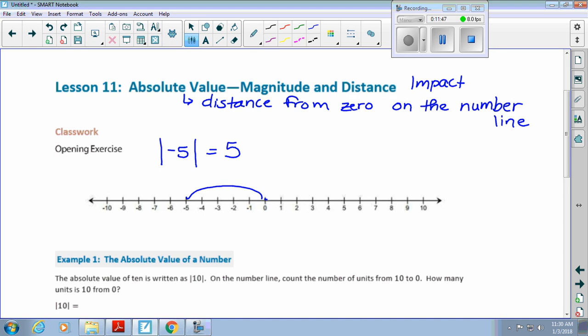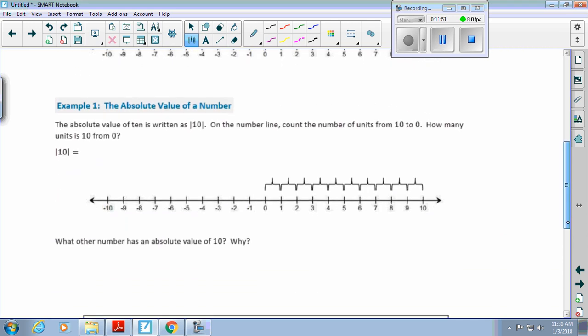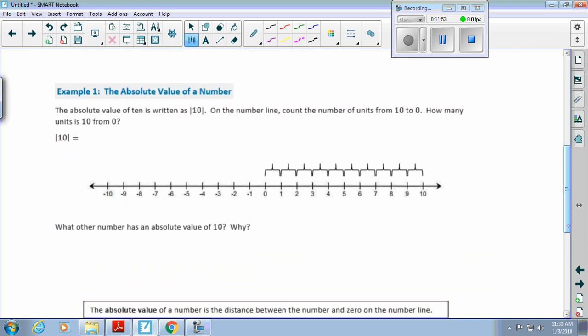All right. Example 1 here. It says the absolute value of 10 is written as |10|. On the number line, count the number of units from 10 to 0. So we're going from here to here. How far is this distance? 10. Very good, Brianna. 10. All right, so we would say the absolute value of 10 is 10. Yep, that's how difficult this is, kids.